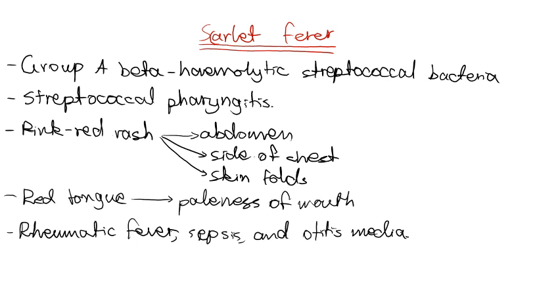So, in review, scarlet fever is caused by group A beta hemolytic streptococcal bacteria, and it usually firstly manifests as streptococcal pharyngitis, and it presents as a pink red rash that is present on the abdomen, side of chest, and on the skin folds. Another pathognomonic feature is the presence of a red tongue, which is contrasted with the paleness of the mouth. And complications of scarlet fever include rheumatic fever, sepsis, and otitis media. Diagnosis of this condition is based on clinical findings.